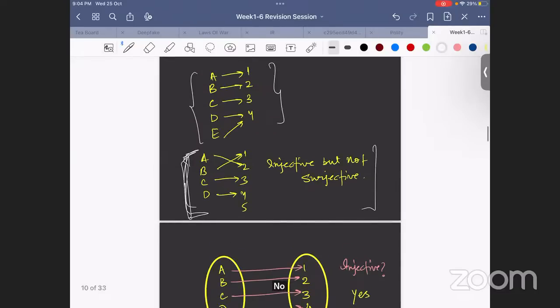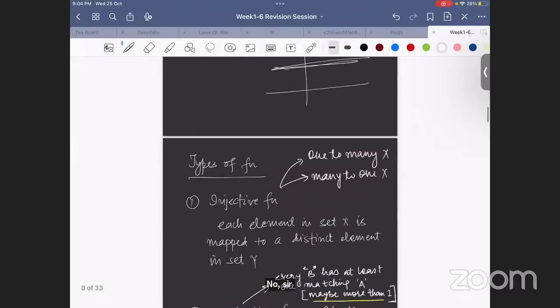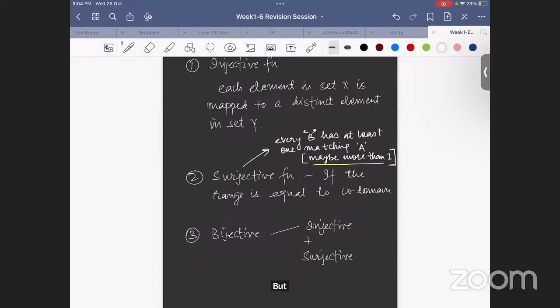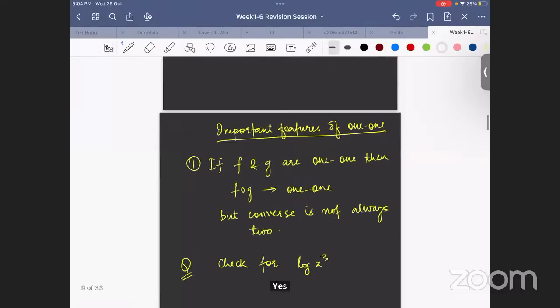And for the surjective function, what is the condition that you should be checking? The range should be equal to the codomain. Any of the values in the codomain should not be empty. There must be one element from set A that should be mapping to set B. Okay, this is the condition for the surjective or the onto function.